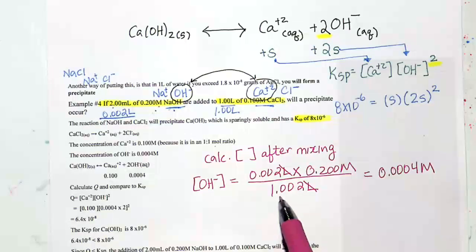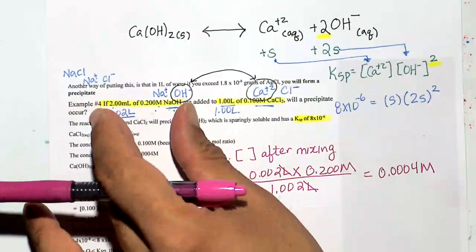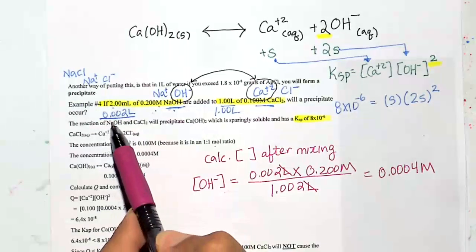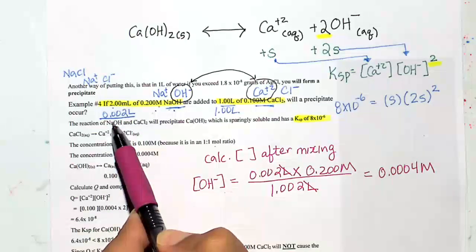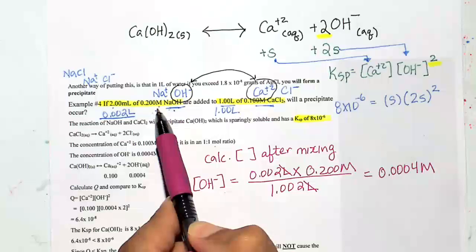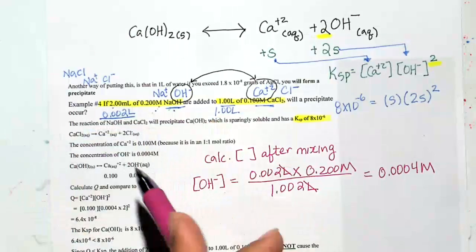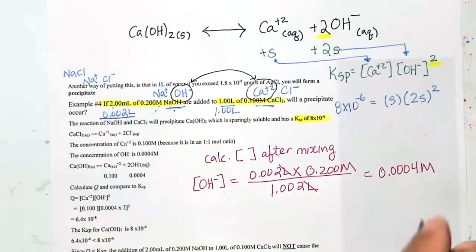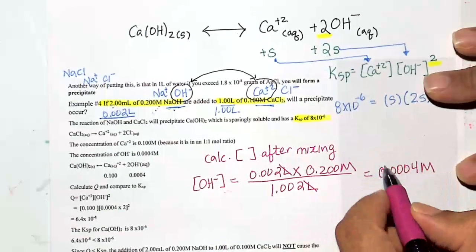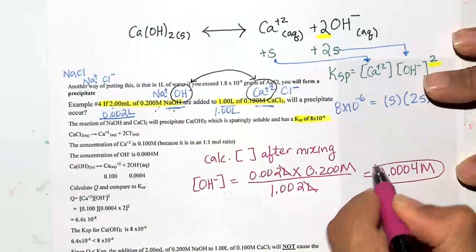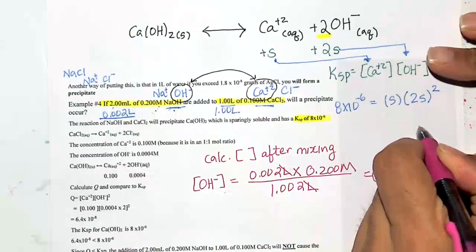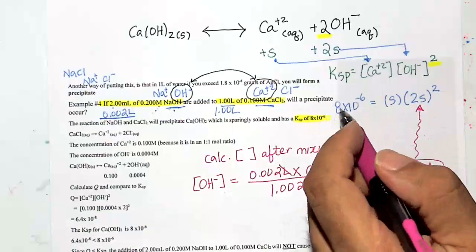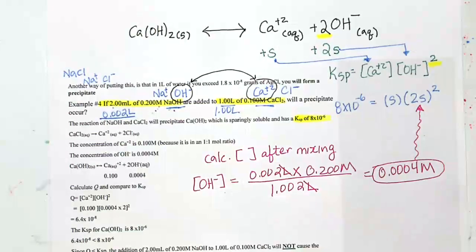We're calculating the concentration of the OH minus when you mix this with this. So you're going to take 0.002 liters times the 0.2 molar of OH divided by the total volume. The total volume is 1.002. Okay. So that is the concentration of OH minus. We'll plug that in here and see if that's enough OH to precipitate or not.